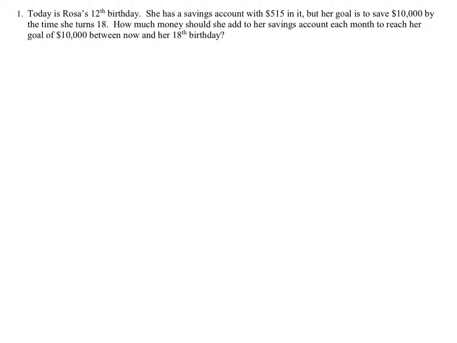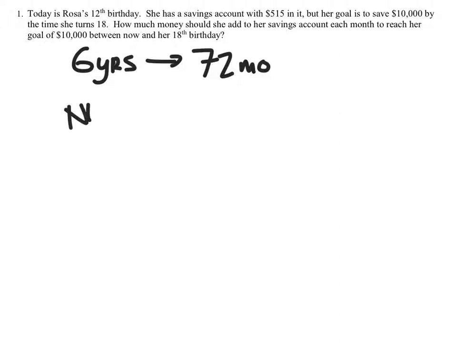All right, today is Rosa's 12th birthday. She has a savings account of $515 in it, but her goal is to save $10,000 by the time she turns 18. So how many years does Rosa have to save now? 6. Yeah, she's got 6 years to save. So how many months is that? Because we want to know how much she wants to save each month. Yeah? 72 months, right? How do we get 72 months? 6 times 12, right?